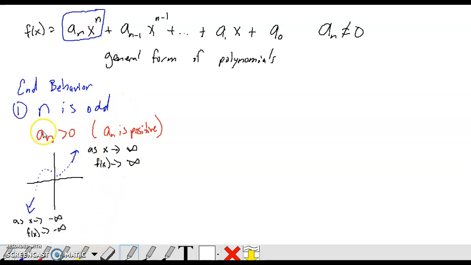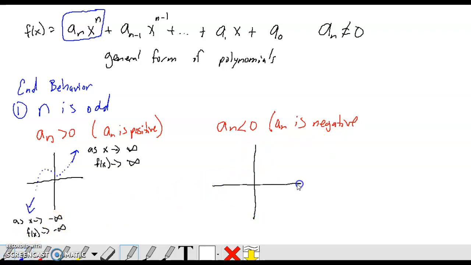So when n is odd and my a of n is greater than 0, then this is something that can happen, right? What happens if my n is odd, but my a of n is actually less than 0? So again, a of n is negative. What would my graph look like?